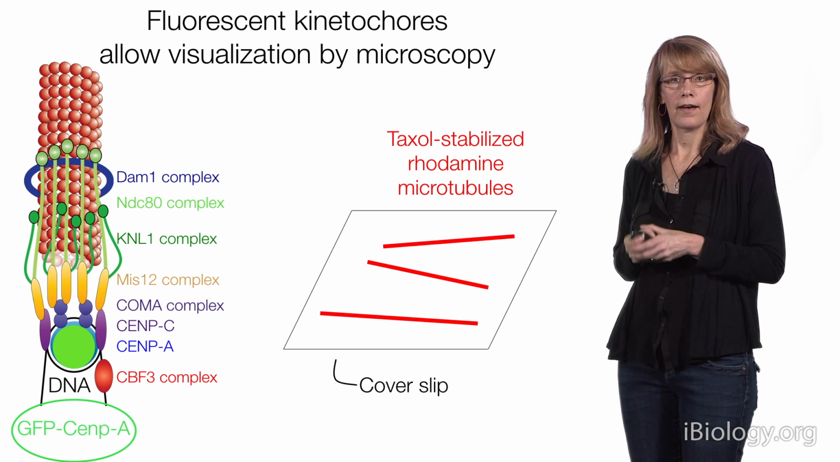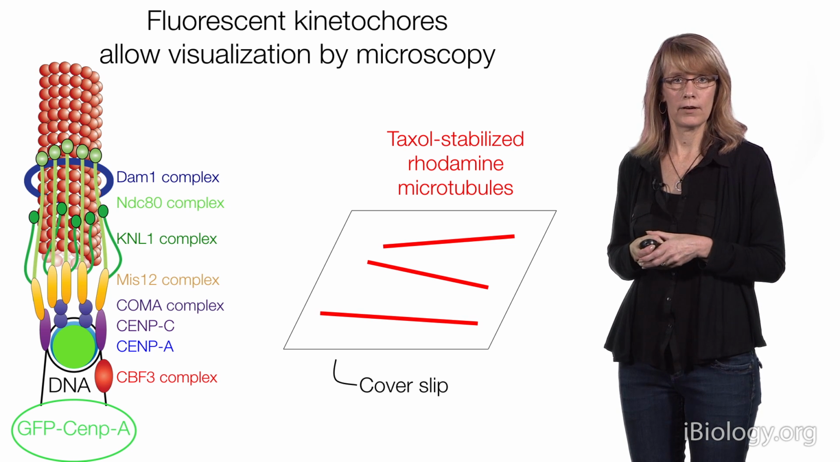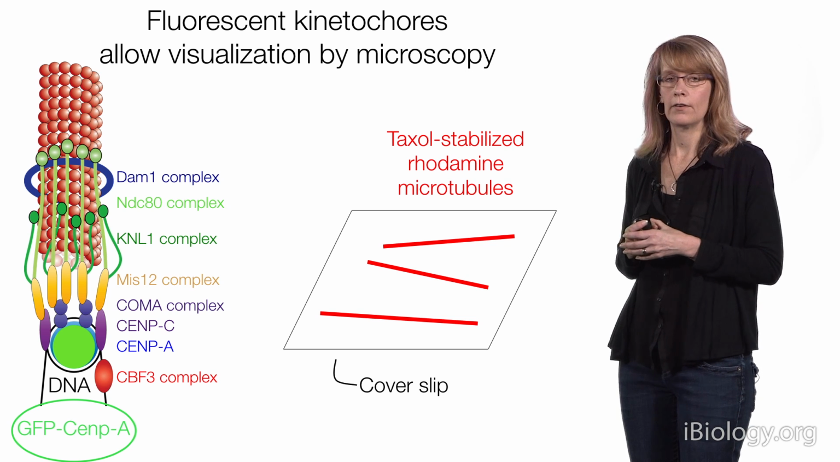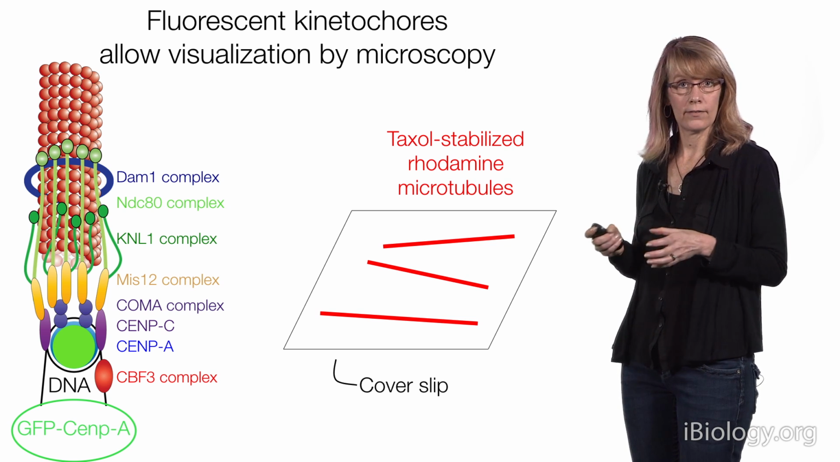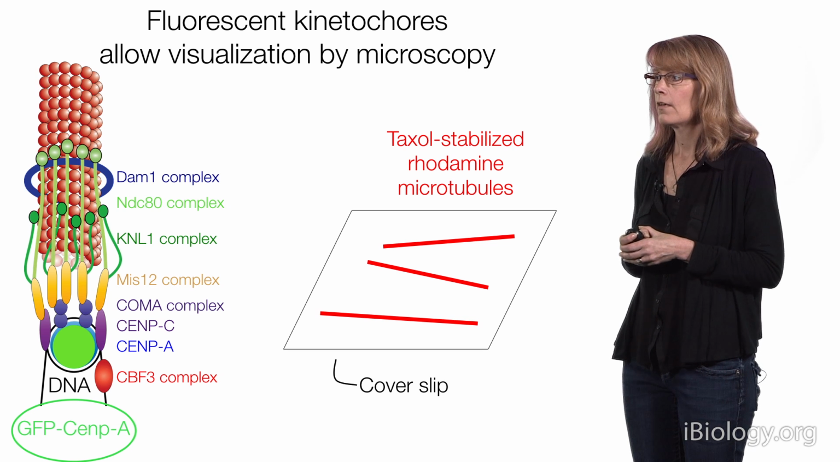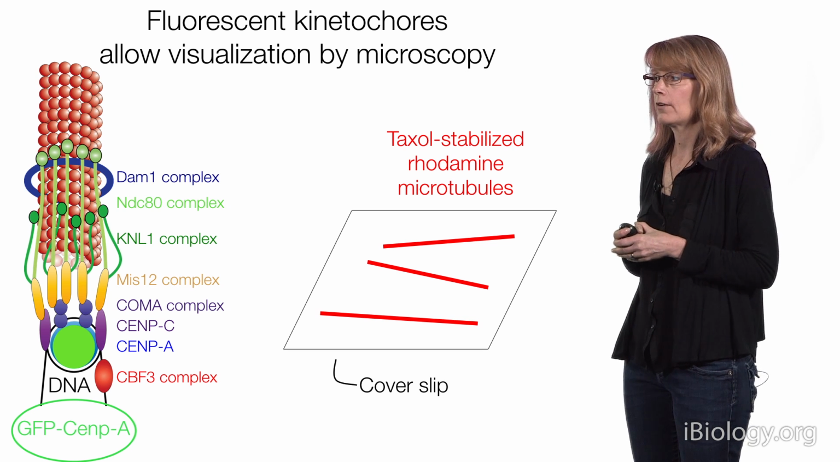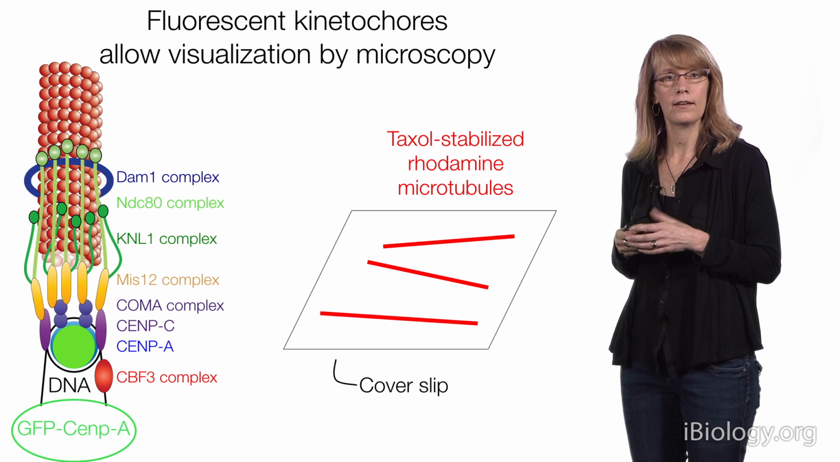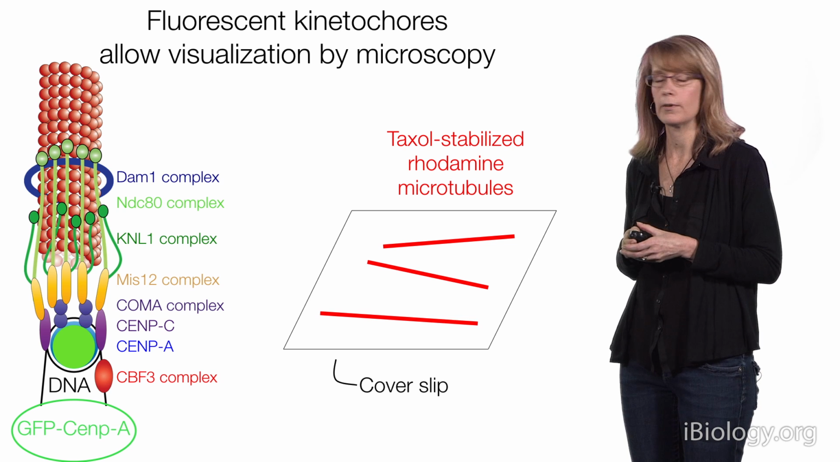And we treated them with Taxol, which is a drug that stabilizes the microtubules, so these are not dynamic. And then we used rhodamine as a fluorescent tag to make them fluorescent so we could see them under the microscope. So we attached rhodamine-labeled microtubules to a cover slip, and then we just flowed the purified kinetochores in and asked, can they bind to the microtubule?